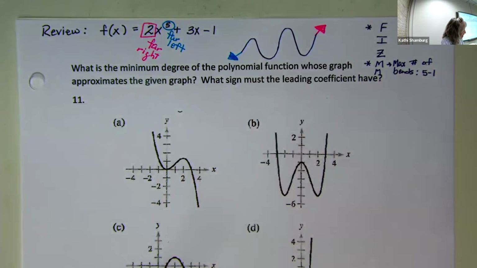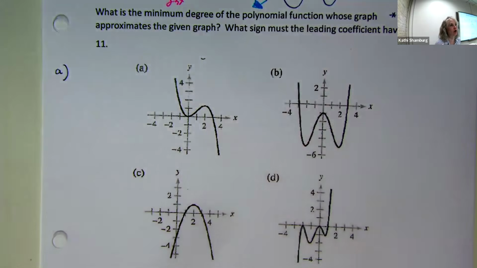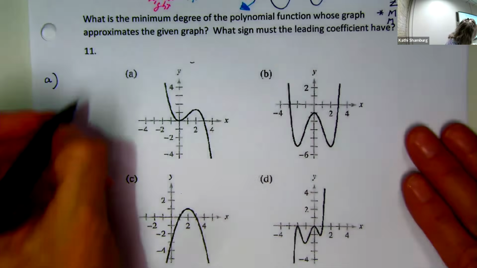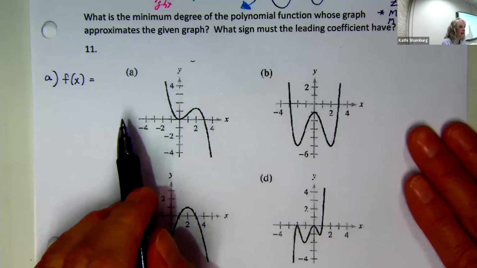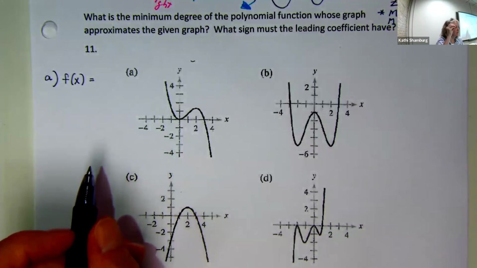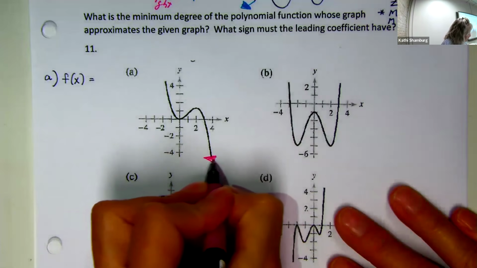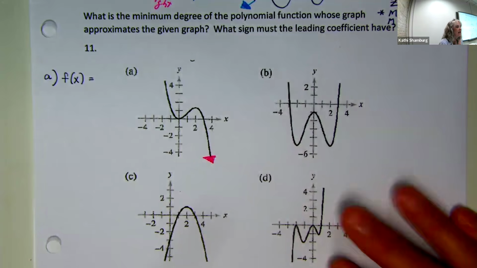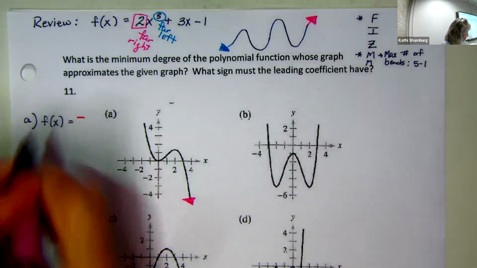So what we want to look at is, so here's A. We're not going to find the full function or equation. That's not what we're doing. But we do have a function f of x, and we want to determine if the leading coefficient is positive or negative. And we want to determine the exponent. Okay? All right. So to determine if it's positive or negative, that is determined by your far right behavior. So since this far right is going down, is my leading coefficient going to be positive or negative? Negative. So I'll do it in pink since I did that in pink.